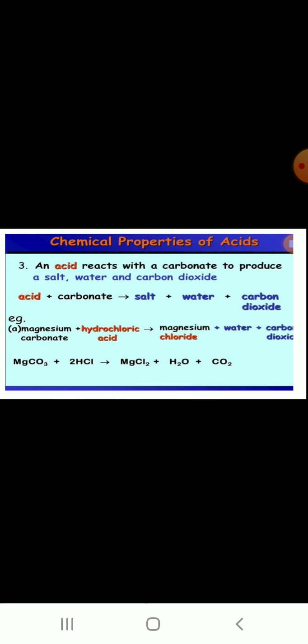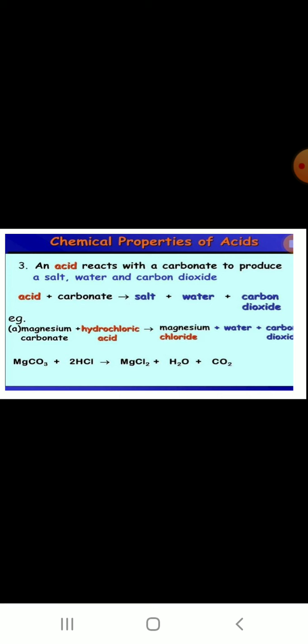Next chemical property: an acid reacts with a carbonate to produce salt, water and carbon dioxide. Acids react with carbonates and hydrogen carbonates. If you take Na2CO3, that is sodium carbonate, and NaHCO3, that is sodium bicarbonate. Na2CO3 is called washing soda, and NaHCO3 is called baking soda. When these two salts react with an acid, what happens? Salt formation, water, and liberation of carbon dioxide.